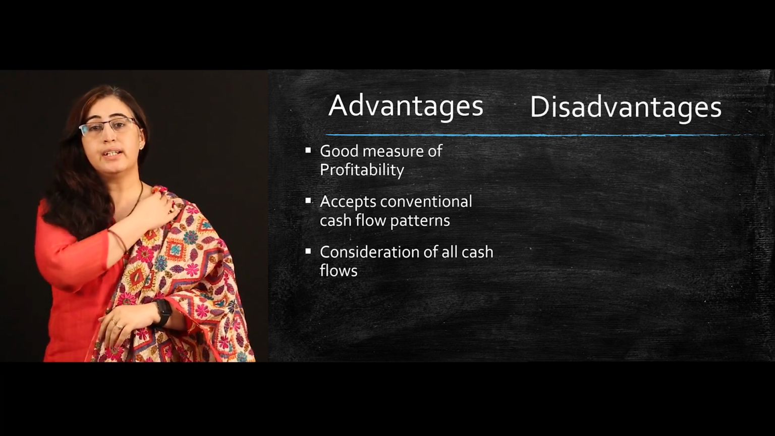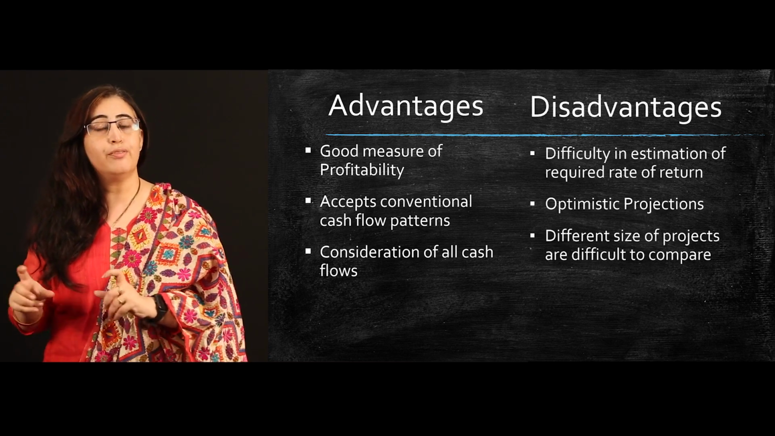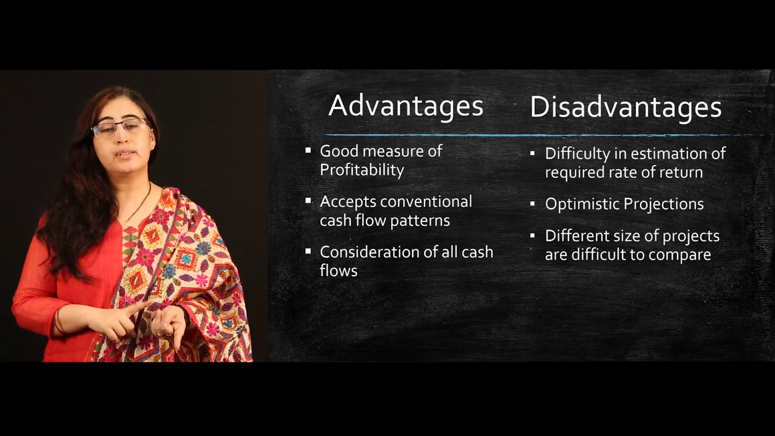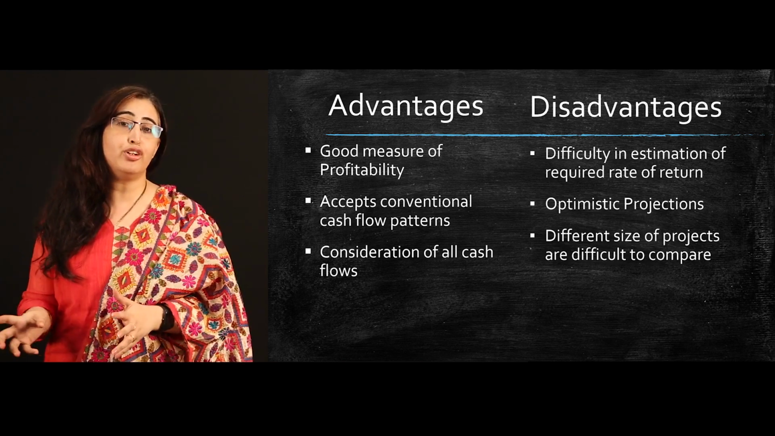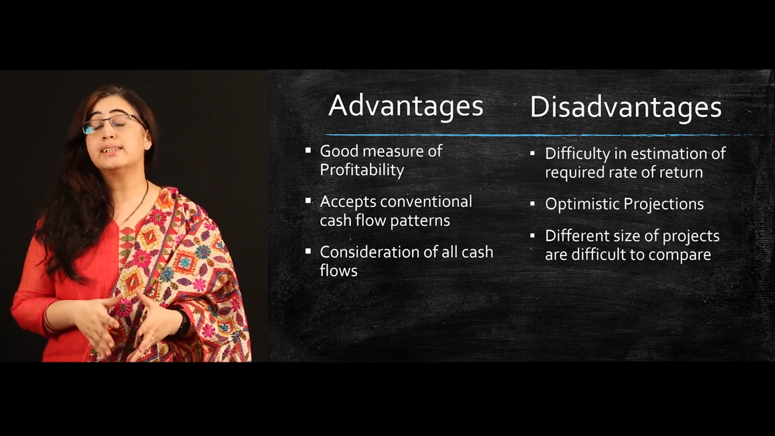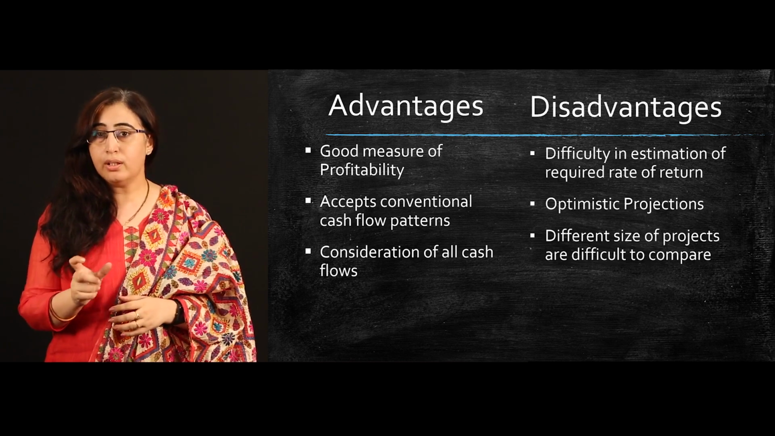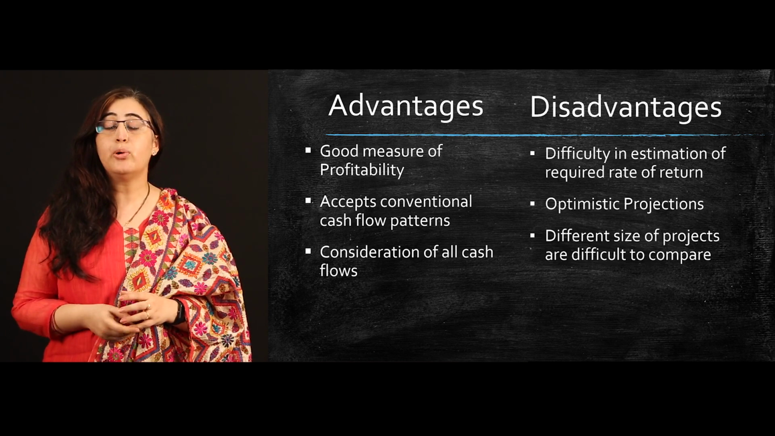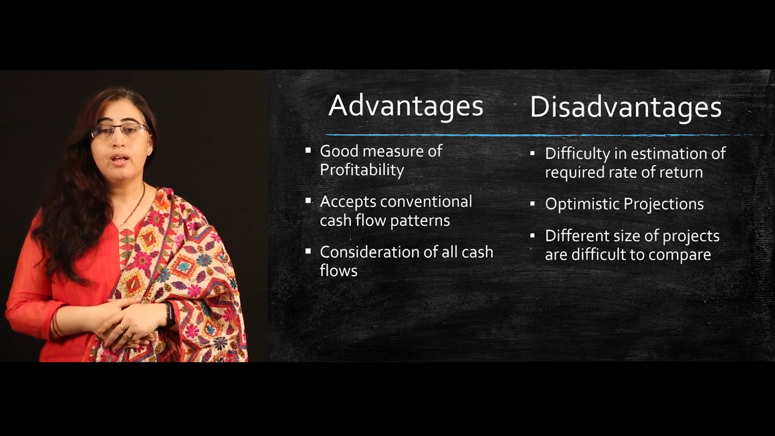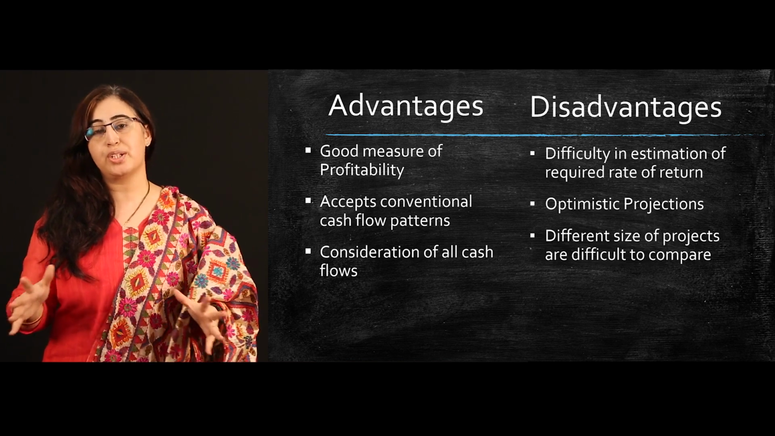The first disadvantage is that it is difficult to estimate the required rate of return. In the previous example, it was already given as 10%. But what happens if there is no percentage for your discounting rate? How do you decide the discounting rate of a particular project? This disadvantage is going to be solved in our next session when we talk about internal rate of return. Now the second biggest disadvantage is that it is an optimistic projection.